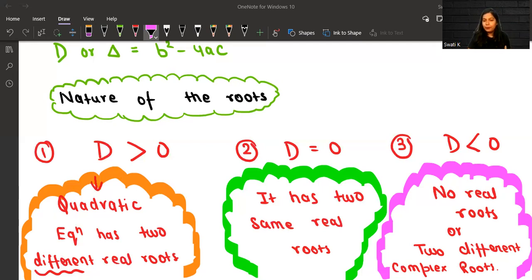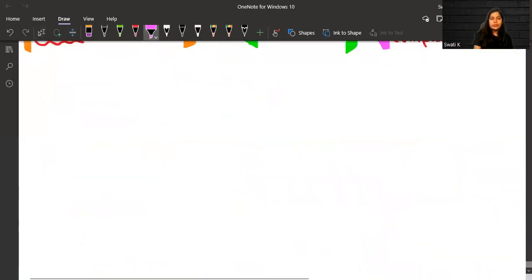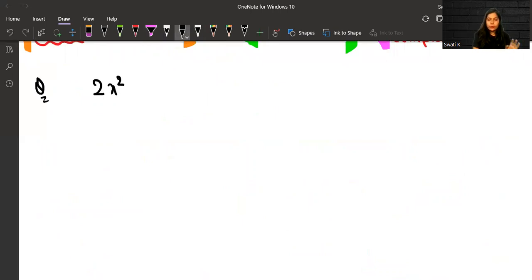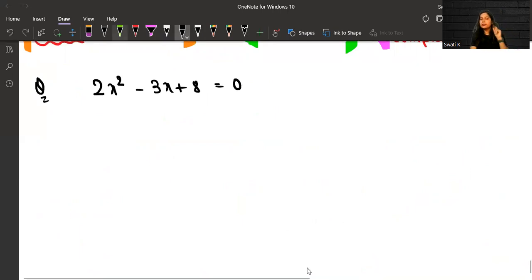With the help of this example, you are going to find the nature of the roots. Let's directly start with the question. We will be finding the nature of the roots by finding the discriminant. So let's write down the question: 2x squared minus 3x plus 8 equals 0. We have to find the nature of the roots of this quadratic equation. First of all, let's compare this quadratic equation with the standard quadratic form.